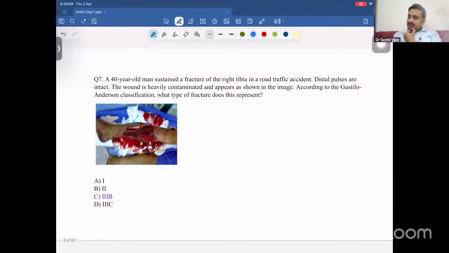According to GA classification, which type of injury is this? What type of fracture does this represent? What do you say? What type of fracture does it represent? 3B. 3B, not 3C. Not 3C. 3 तो है. 3B or C. Why not C? Why not C?